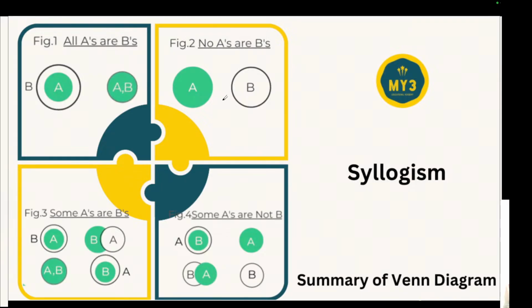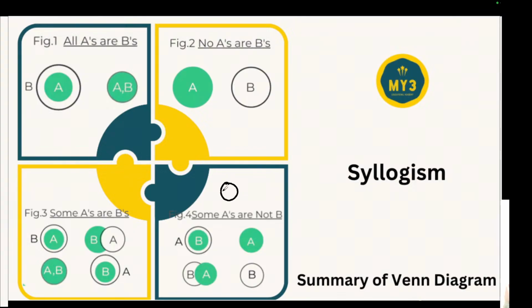No A is B. That means A and B should not overlap. You can just keep them like this. And some A's are B's. That means these are A's, and some of these A's are going to be B's. You can represent it like this. You have multiple figures, and you can use any one of the figures as per our statements.